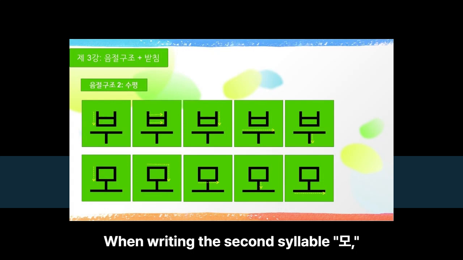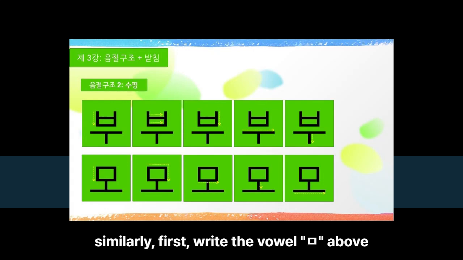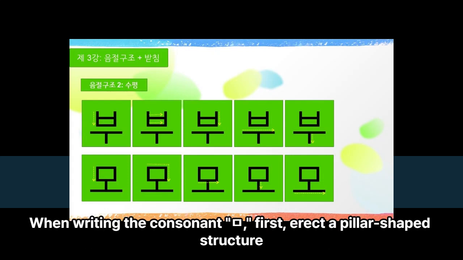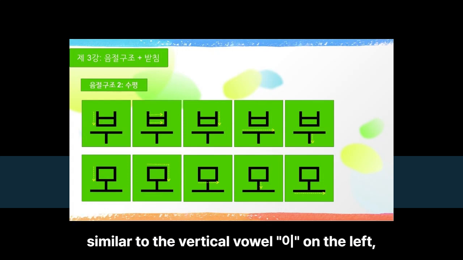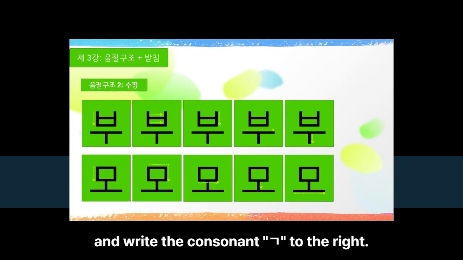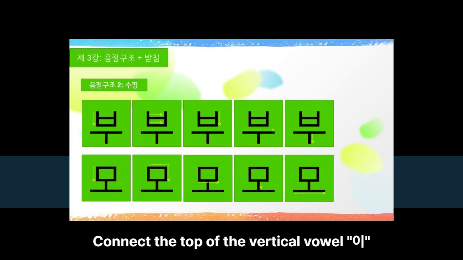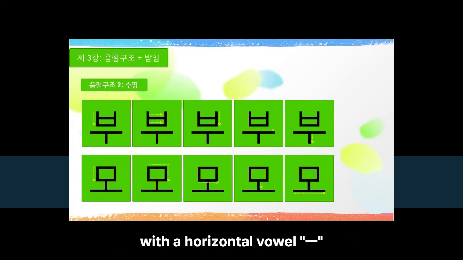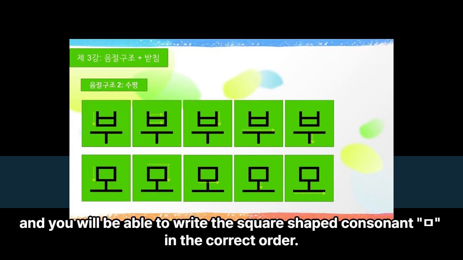When writing the second syllable, mo, similarly, first write the vowel, mium, above and then write the vowel, o, below in order. When writing the consonant, mium, first erect a pillar-shaped structure similar to the vertical vowel, e, on the left, then start from the top of the vertical vowel, e, and write the consonant, giok, to the right. Connect the top of the vertical vowel, e, with the bottom of the consonant, giok, with a horizontal vowel, u, and you will be able to write the square-shaped consonant, mium, in the correct order.